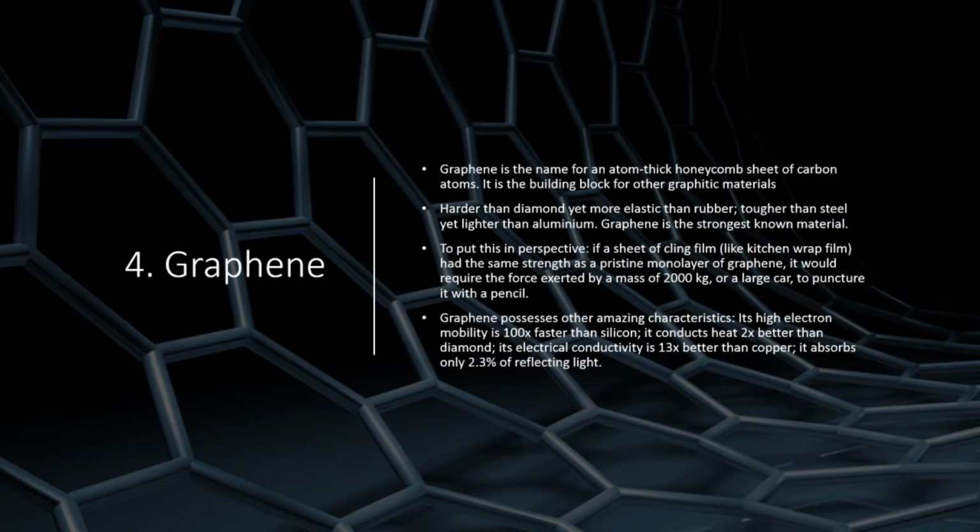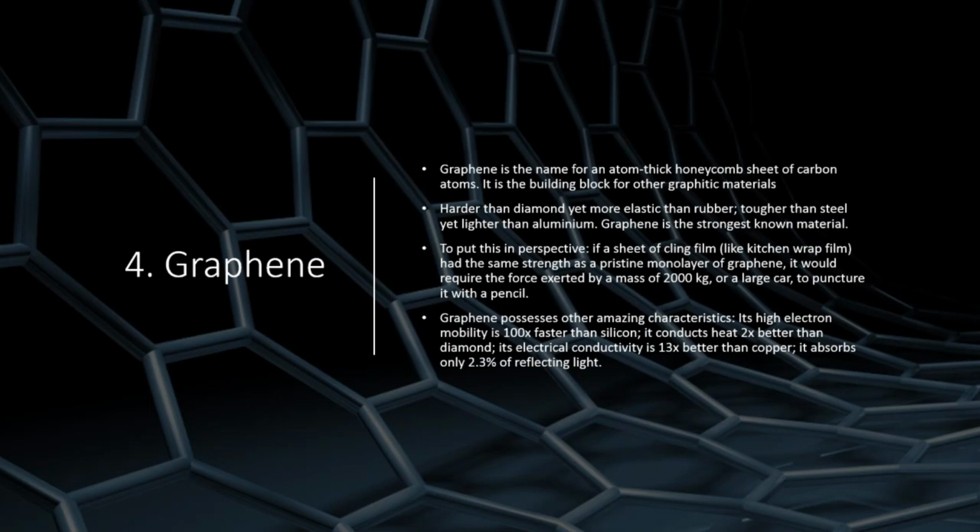To put this in perspective, if a sheet of cling film had the same strength as a pristine monolayer of graphene, it would require the force exerted by a mass of 2,000 kilograms, or a large car, to puncture it with a pencil. Graphene possesses other amazing characteristics.